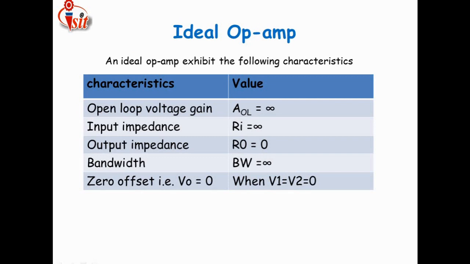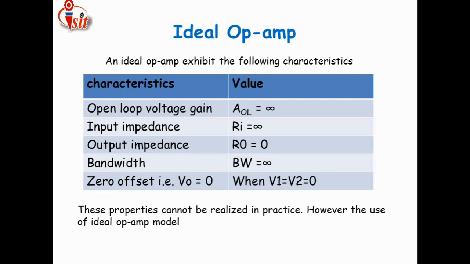Input impedance is infinity. Then output impedance is 0. Bandwidth is infinity. Zero offset means the output voltage, or offset voltage, is zero when both the input terminals have no input applied to the op-amp. That means V1 is equal to V2 is equal to 0. That means the op-amp does not have any kind of input. Then at that point zero offset voltage is obtained. These are some characteristic parameters of the ideal op-amp.